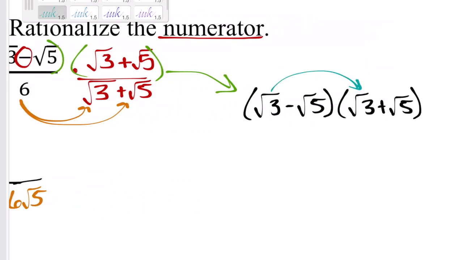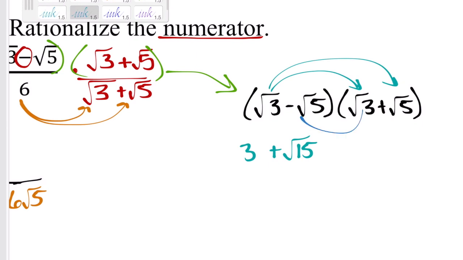So square root 3 times square root 3 will give you square root of 9. Square root of 9 is just 3. Square root of 3 times square root of 5, we can multiply those together because they're both under square root, so it'll be square root 15. And then we'd have minus square root 15. And then negative square root 5 times positive square root 5 will give us negative square root 25. Square root of 25 is just 5.